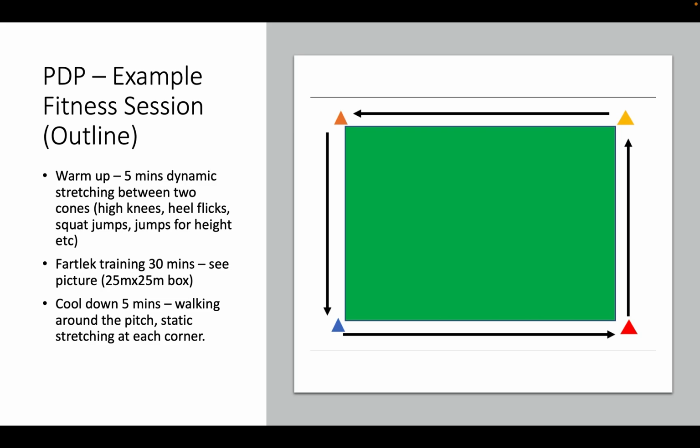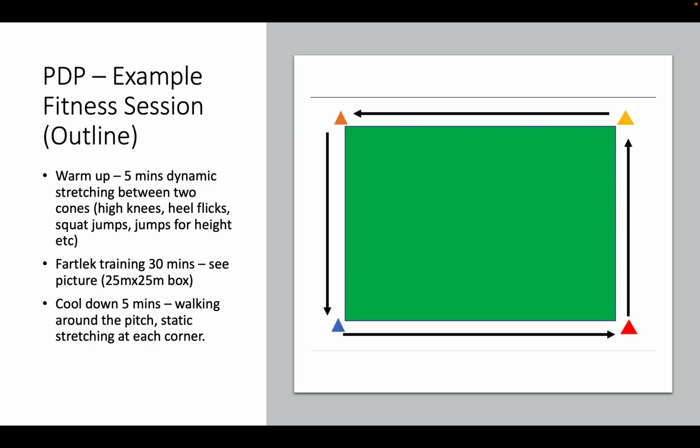And then we would move into our main body of the session. The approach that we're going to use is fartlek training, and we would want to set out a box like I've got on screen here on the AstroTurf, which would be 25 metres by 25 metres. Now remember, when doing fartlek training, we're going to run continuously but at different speeds.